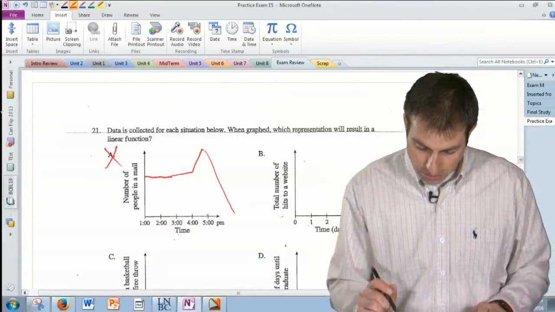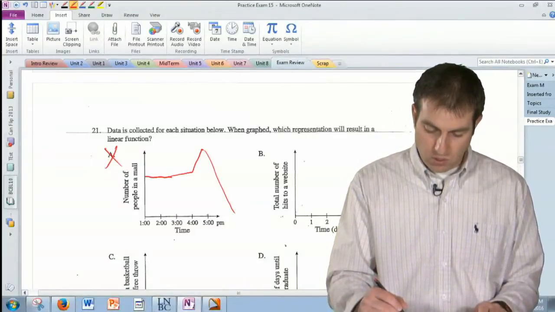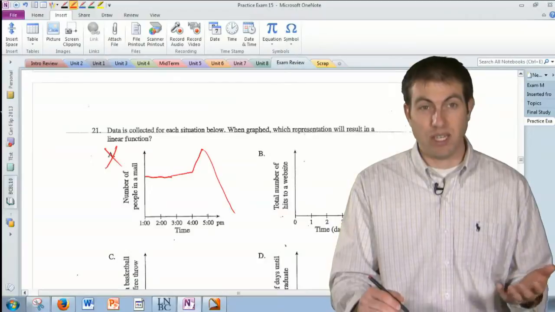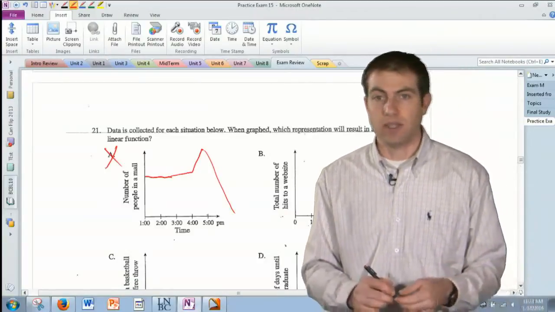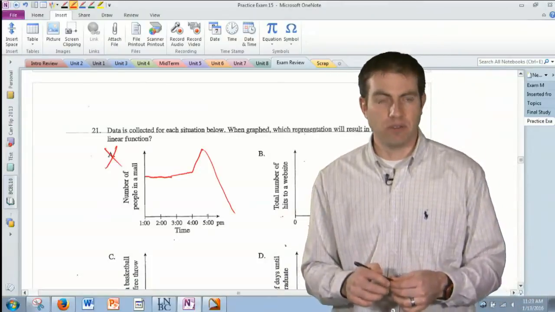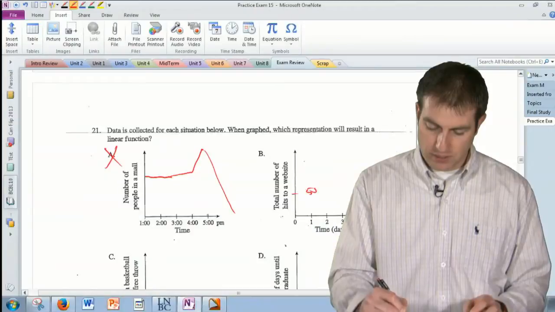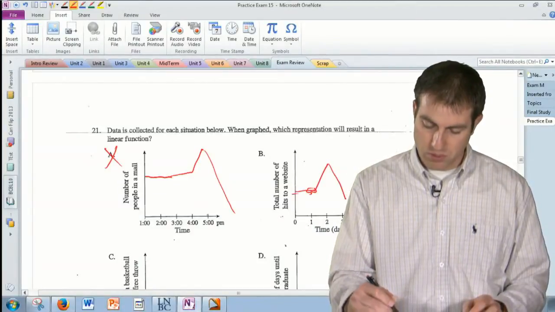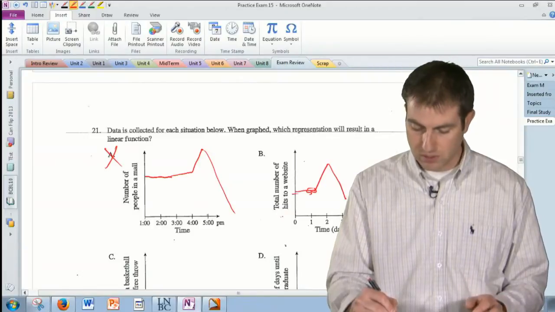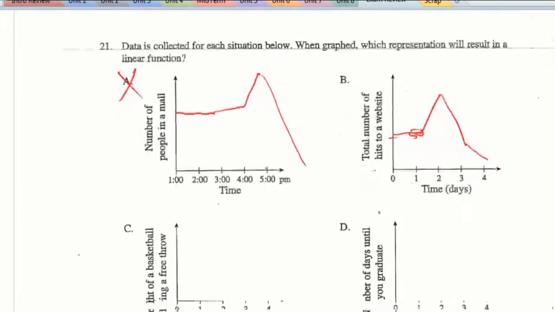B, total number of visits to a website in time and days. Is a website going to get the same number of hits each day? Probably not. Day one, you might have like 50 hits. Then day two gets higher, and then day three, maybe there's only 20 people, and day four is Sunday, so nobody's on your website. I would argue that's probably not linear.